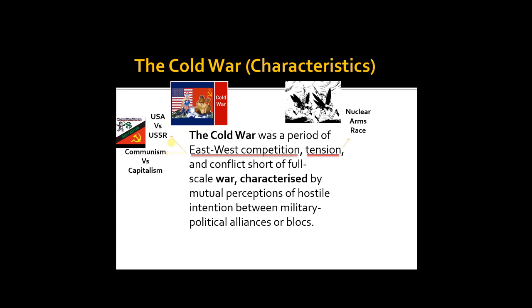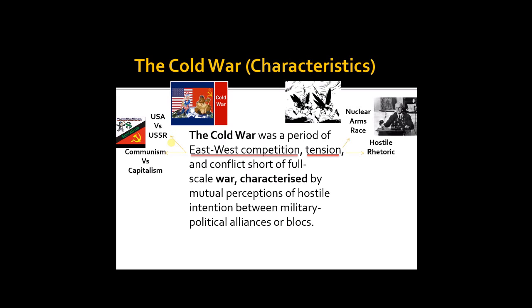Alright, there was also a period of tension, and as we have looked through the various chapters, the tension could be a result of the nuclear arms race. So both parties building up their nuclear arsenals, which caused mutual feelings of threat, led to great tension between these two superpowers.